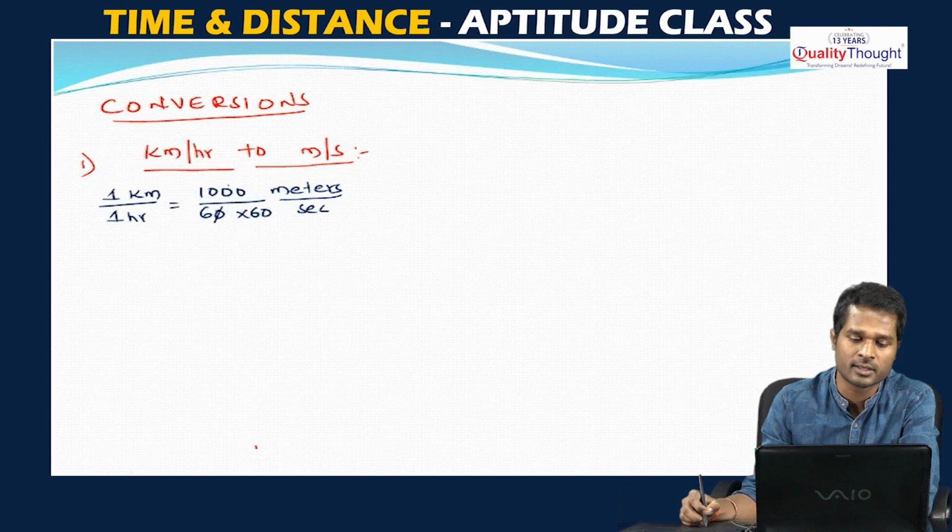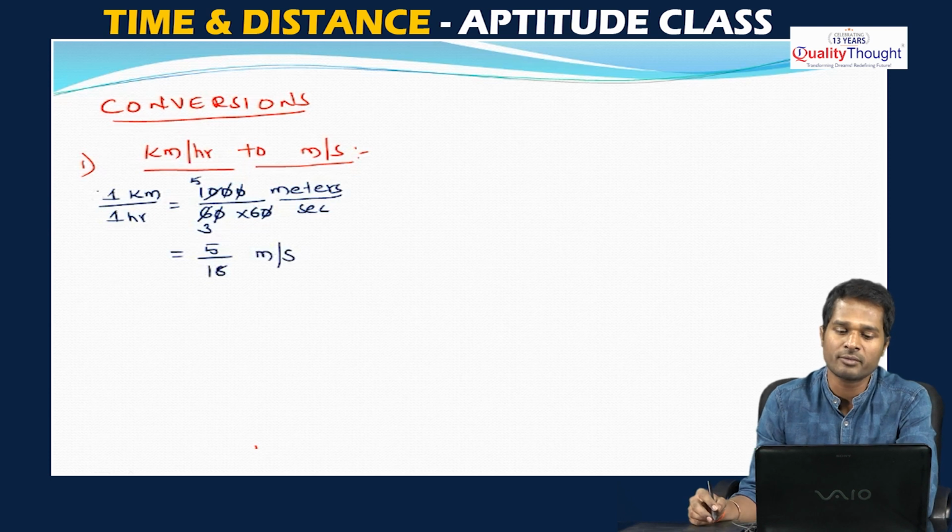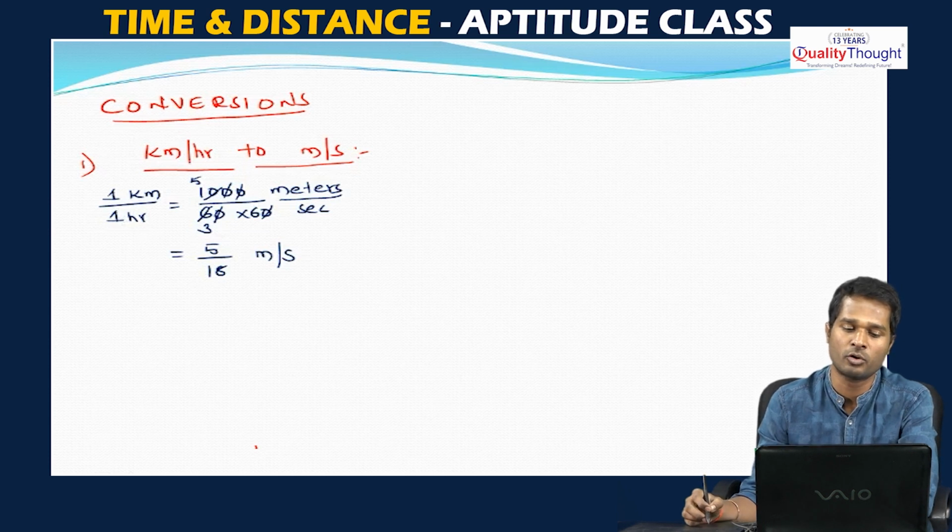Now try to cancel these two zeros here. Now this is 2 5s are 10, 2 3s are 6. Now what is left? 5 by 3 into 6 is 18 meters per second. Now what we understood from this: whenever we need to convert the speed from kilometers per hour to meters per second, multiply the given speed with 5 by 18.